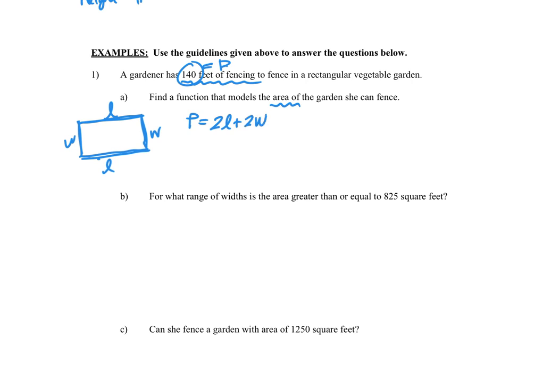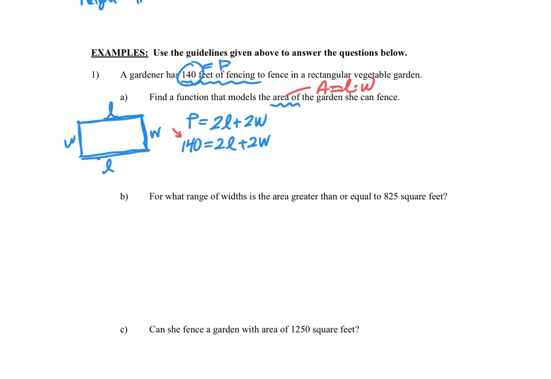And I know that my perimeter is 140, so I can actually say 140 is equal to 2L plus 2W. Okay, now I need this to only be in terms of one of my variables, because I know that the area of the garden is the length times the width, just like it was before, but I don't want an L and a W. So I need to go back to this equation over here, and I need to solve for one of them. Okay, so let's solve for L.